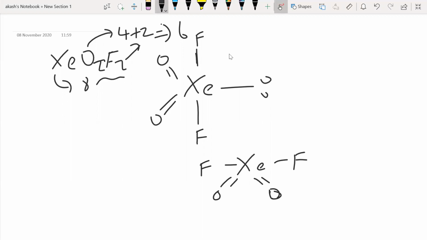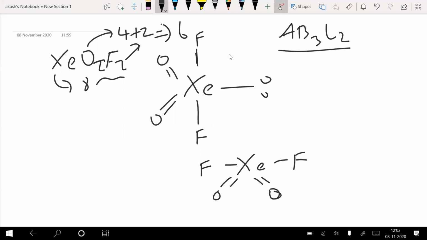Now still there are molecules here. Let me go for AB3L2. Again, the steric number is still 5, but you have two lone pairs and 3 bonding atoms. Right, what's the time? Oh, seriously, time just flew away. I don't believe that 45 minutes are over. Okay, cool, fine.